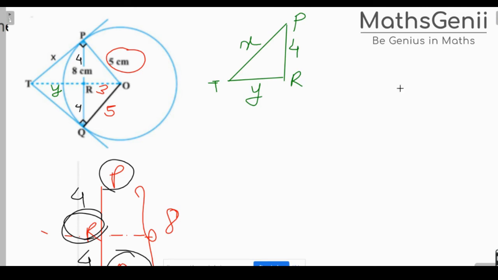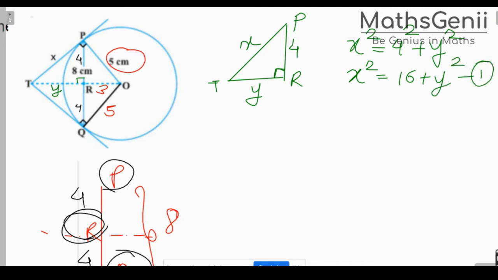Now I will apply Pythagoras theorem here. Remember here we had 90. So side opposite to 90, hypotenuse square is equal to side 1 square plus side 2 square, which is x square is equal to 4 square, 16, plus y square. So this is your equation 1. Now consider the second triangle. In exam, you don't have to draw these small triangles. It's just for your understanding.